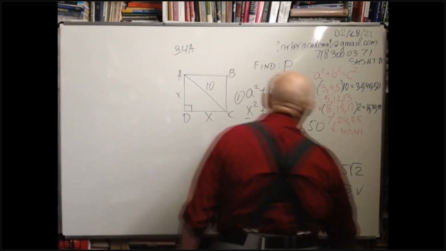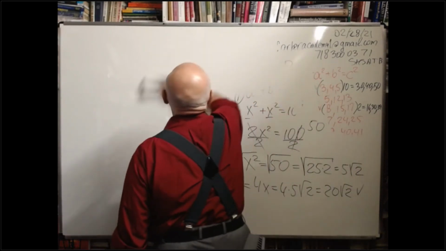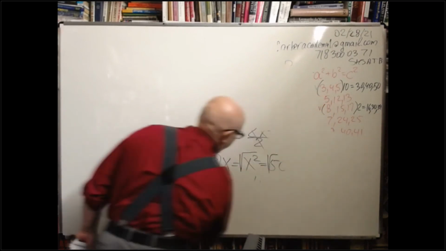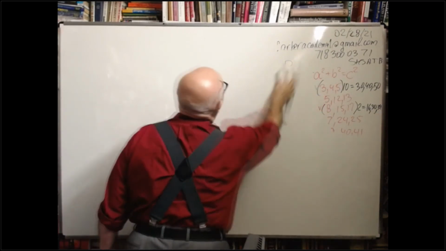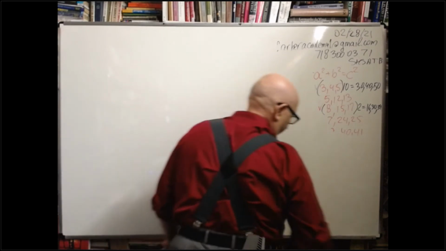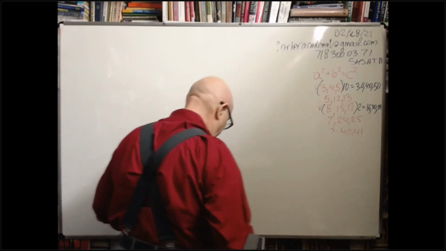2 boats leave the same dock at the same time. One traveling due west at 8 miles per hour and the other due north at 15 miles per hour. How many miles apart are the boats after 3 hours?